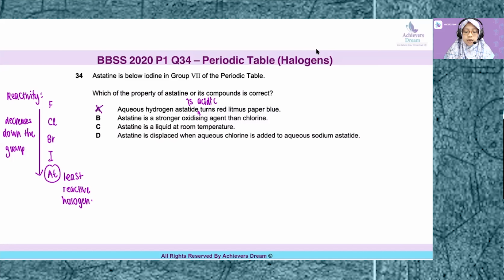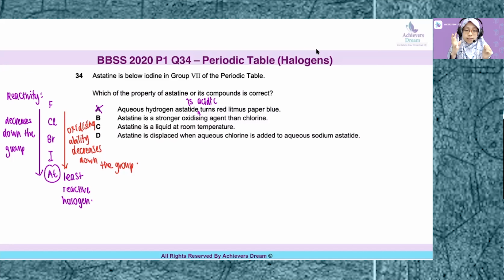B, astatine is a stronger oxidizing agent than chlorine. Oxidizing ability is related to the reactivity. Hold on, let me write. So oxidizing ability for halogens decreases down the group. Astatine being the least reactive halogen, we compare astatine with chlorine. Astatine versus chlorine.